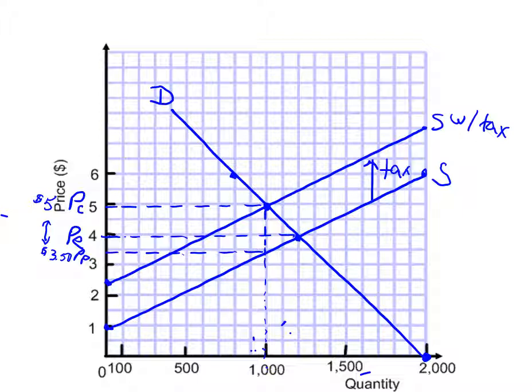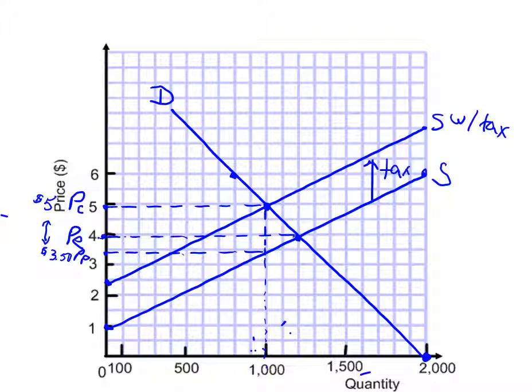You're asked to calculate the tax paid by the consumers. So we see from the equilibrium point to the point that the consumers pay is $1, and $1 times 1,000 units sold is $1,000. And the amount that the producers pay, we see from the equilibrium dropping down to the price that the producers now receive is 50 cents. So 50 cents times 1,000 would be $500.